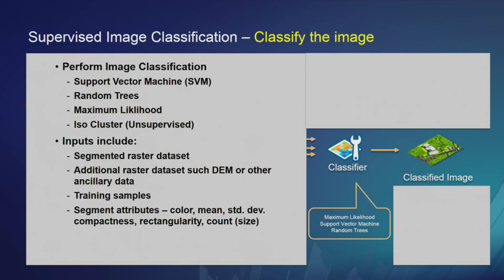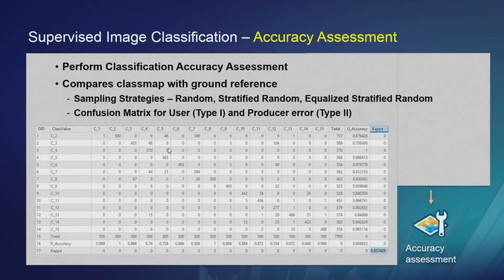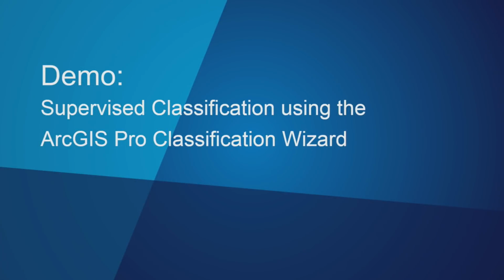Next step is you classify the image using all those inputs that we just talked about, and then assess the accuracy. So if you have ground reference, your class map will be compared to that reference and give you producer and user error matrix and a kappa score. Are there any questions up front? And I'm going to jump into a demo after that.